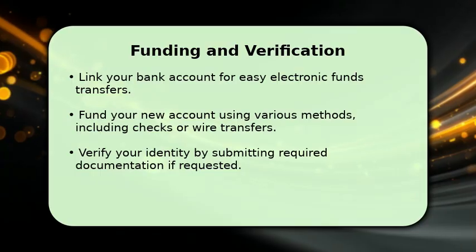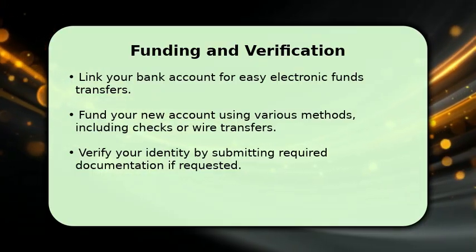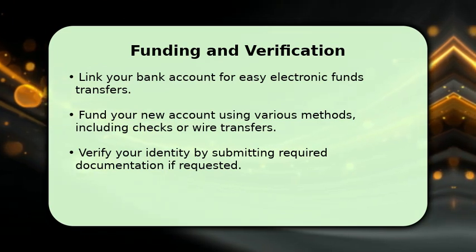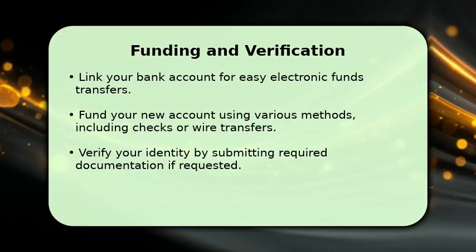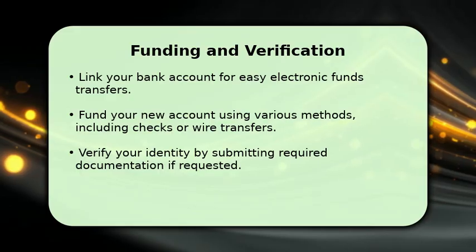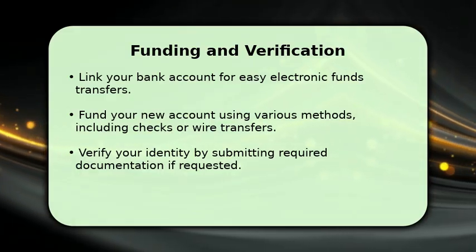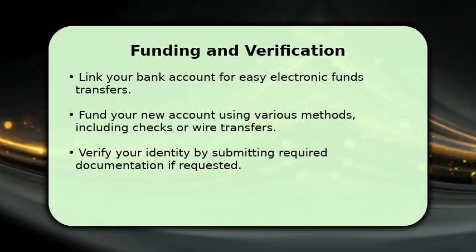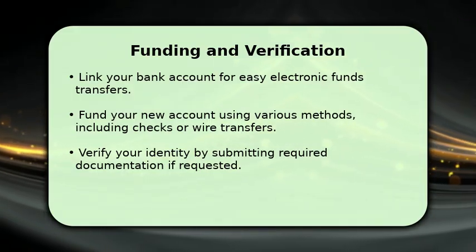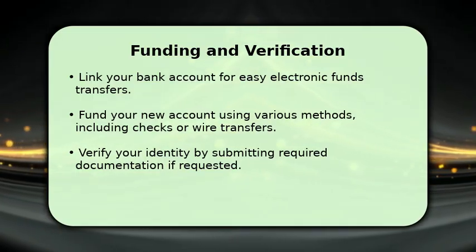Once your account type is chosen, the next crucial step is funding it. You can easily link your existing bank account for electronic transfers, making deposits and withdrawals simple. Other funding options include mailing a check or initiating a wire transfer. Charles Schwab may also require identity verification, so be prepared to upload documents like a driver's license or passport. This ensures the security of your new investment account.